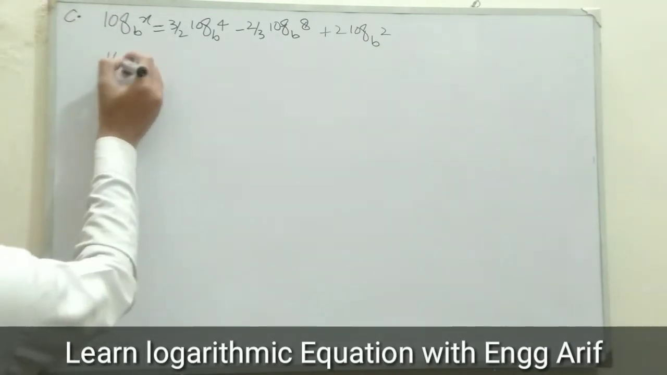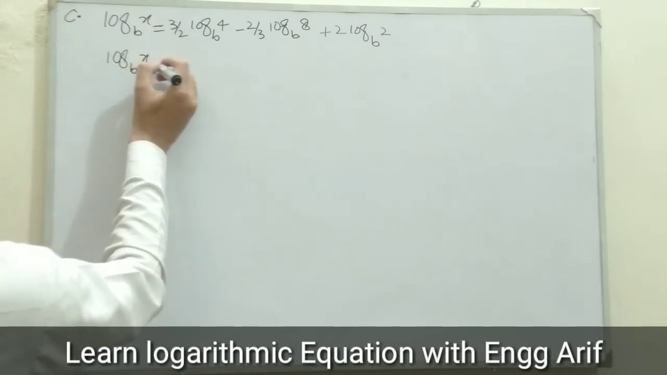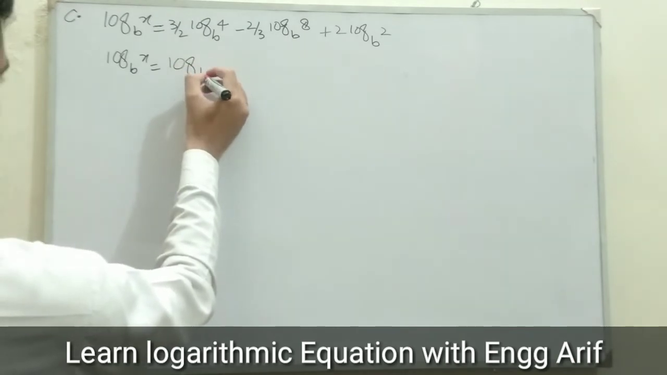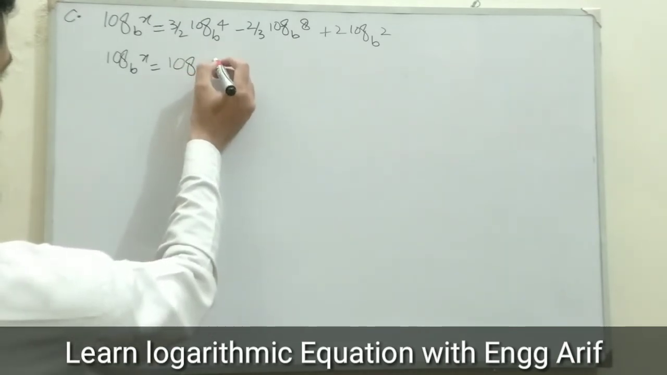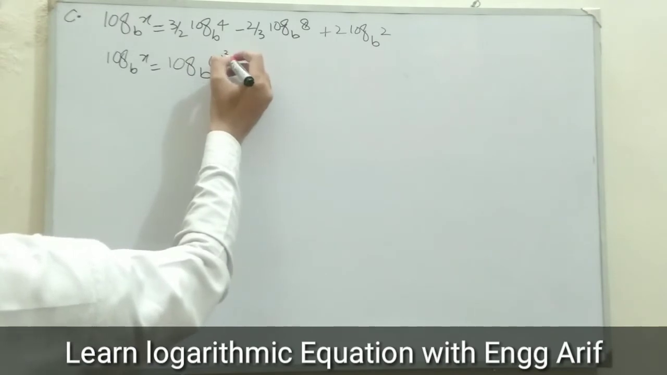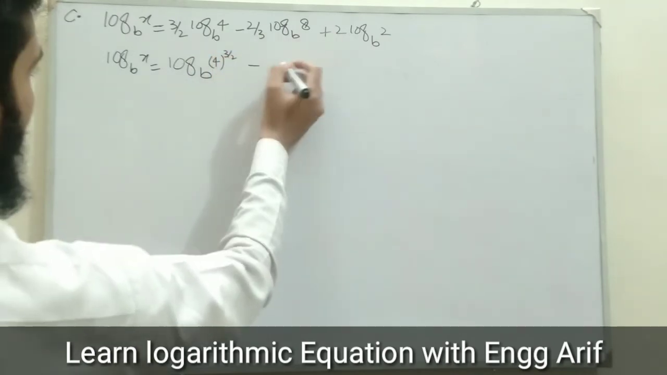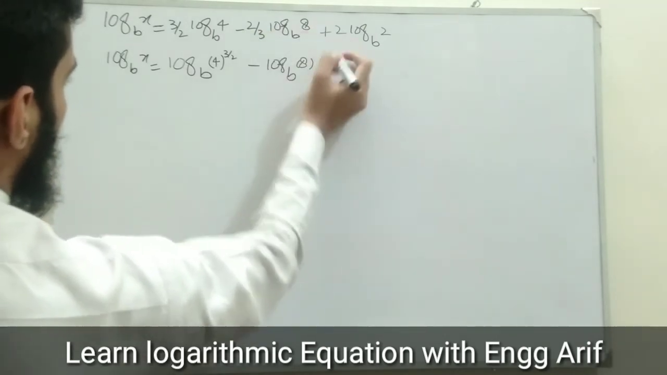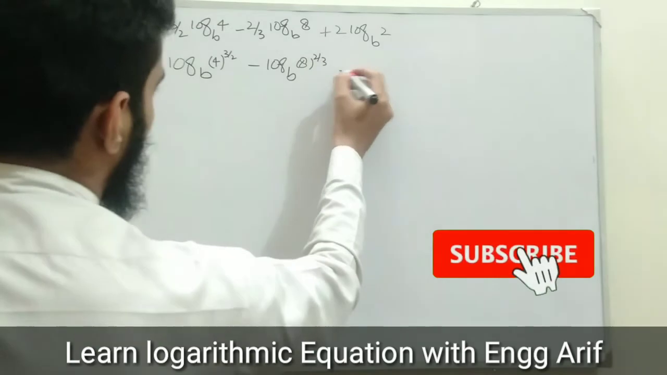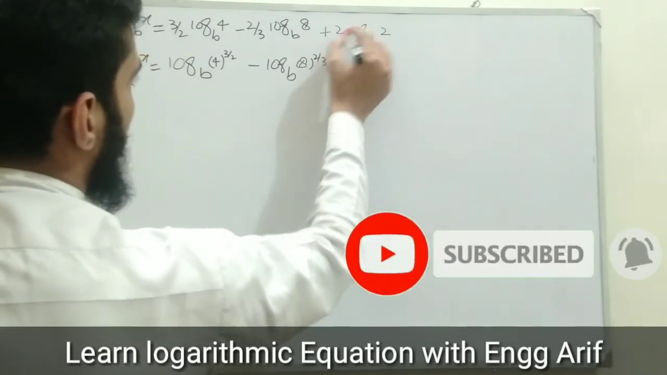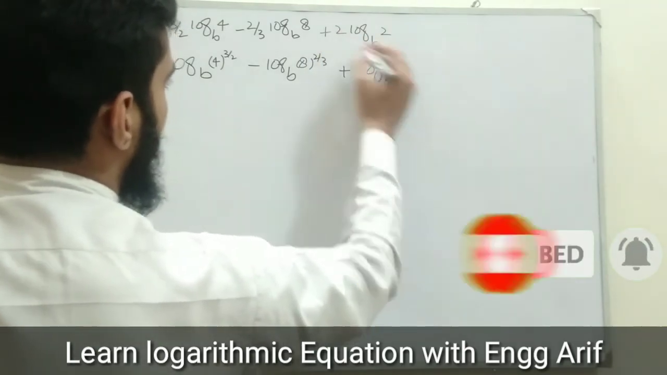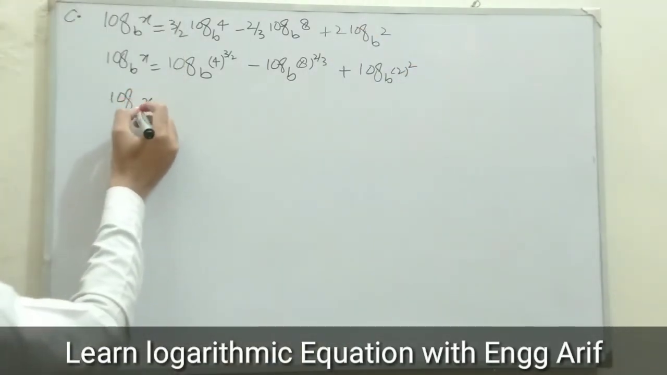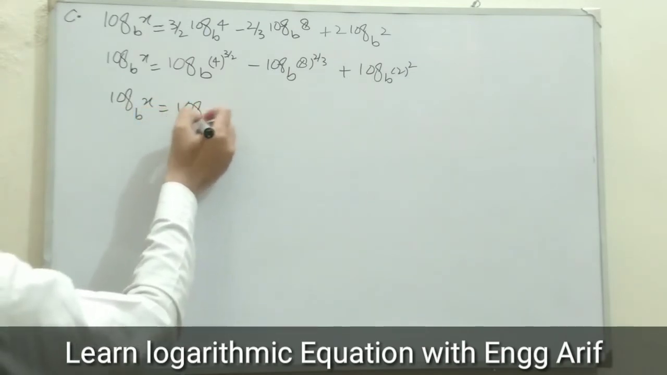So move towards the solution. Log of x to the base b will be equal to 3 by 2 will go to the power of 4 according to the formula. So log of base is 4, power is 4, and here this 3 by 2 will come to the power, minus this 2 by 3 will go to the power. So log of base is b, and here 8 is the power, and this 2 by 3 will come to the power. So plus log of this 2 will go to the power, b power 2, this 2 will go to the power of 2.